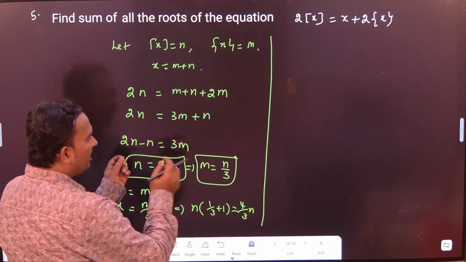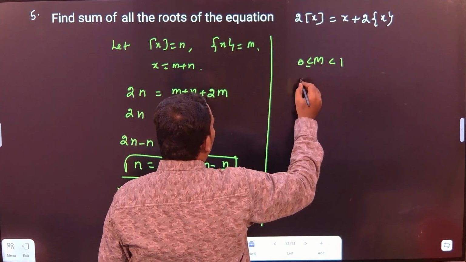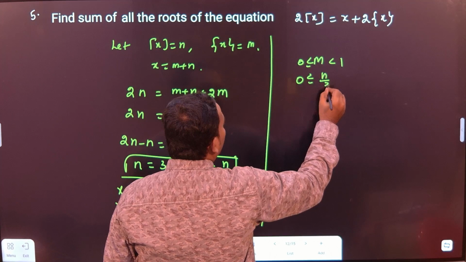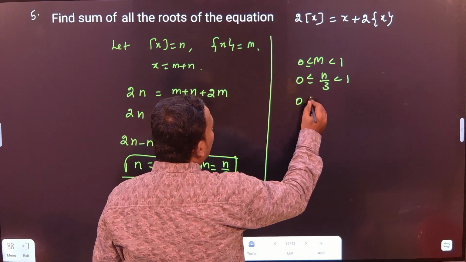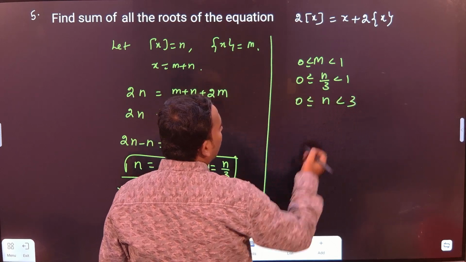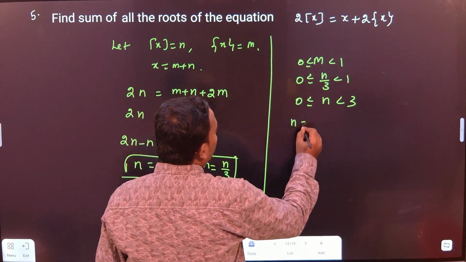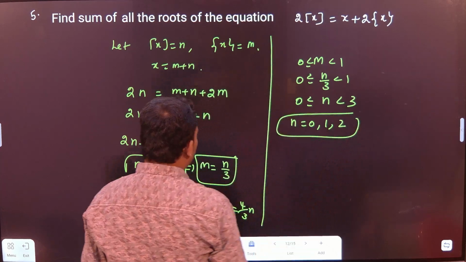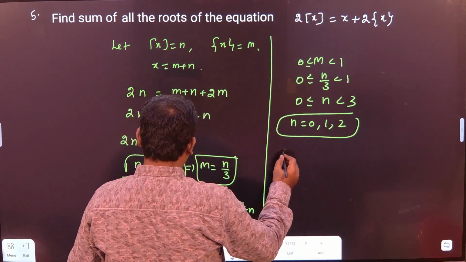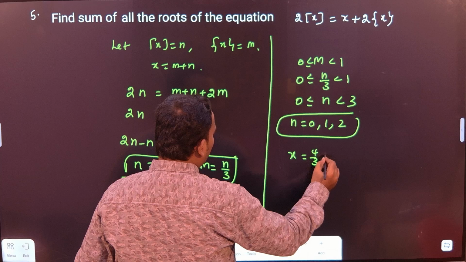So what is the range of n? m is between 0 and 1, you know, right? So 0 less than n by 3 less than 1, you multiply 3 on both sides. What will you get? 0 less than n less than 3. What is the n value possible? 0, 1, 2 only is possible, right? So you can see x here is 4 by 3 n.